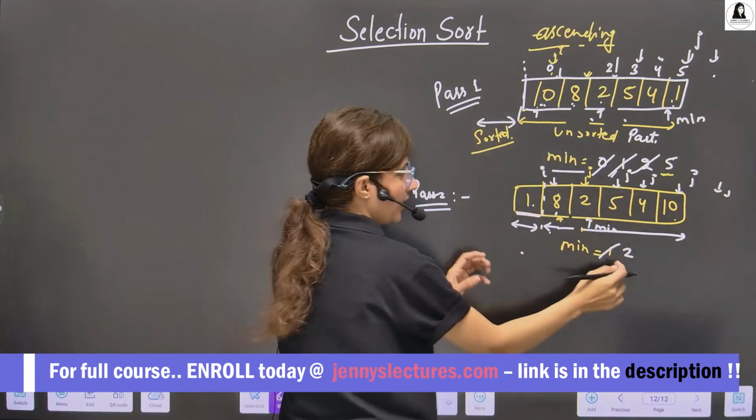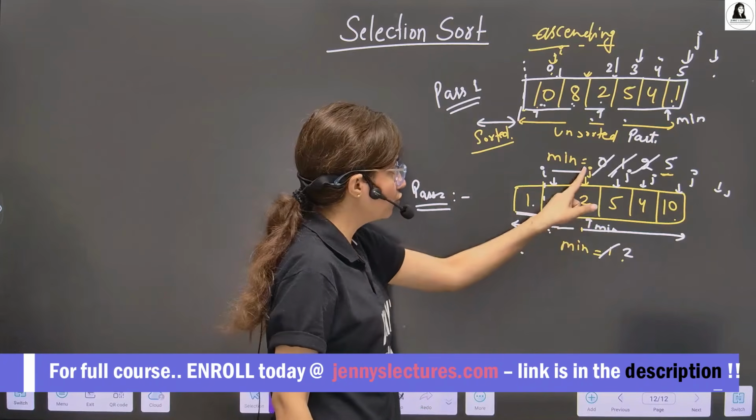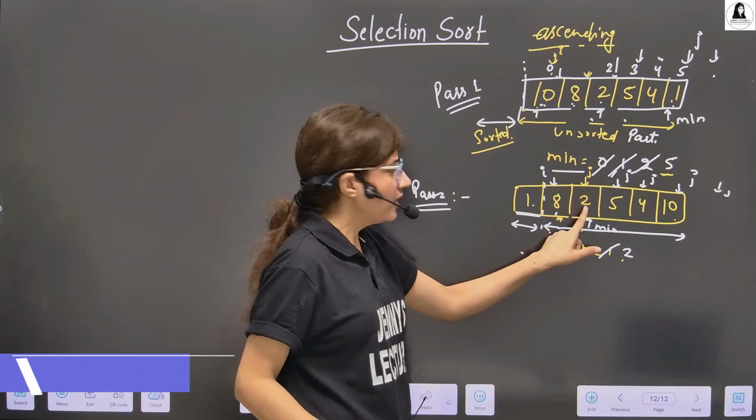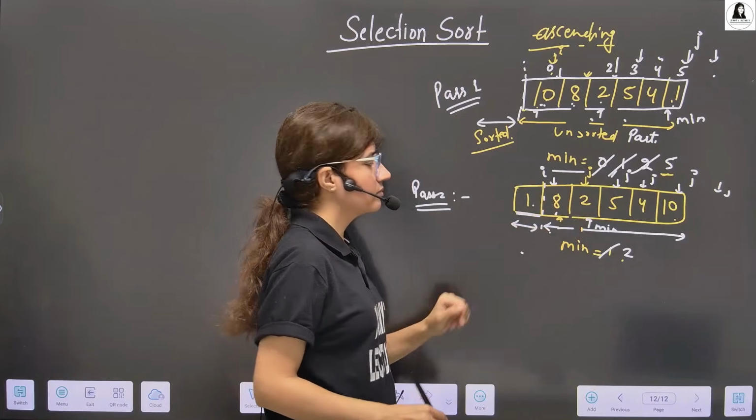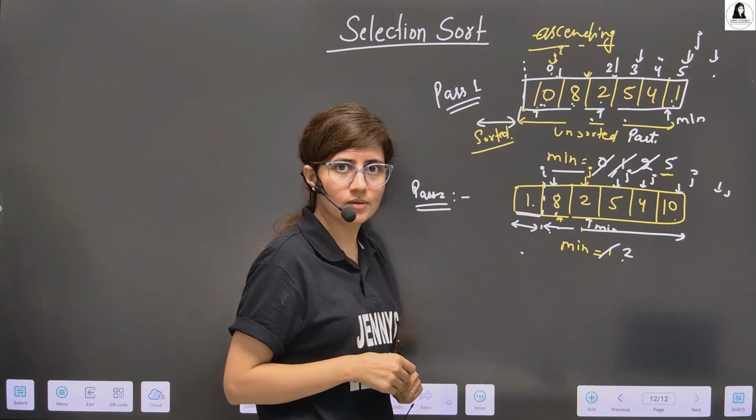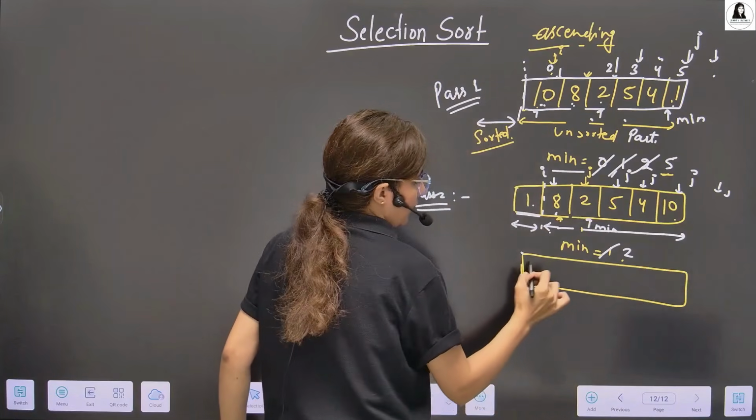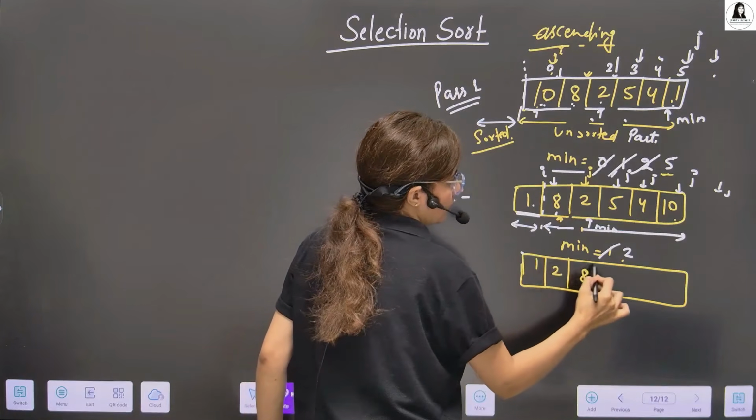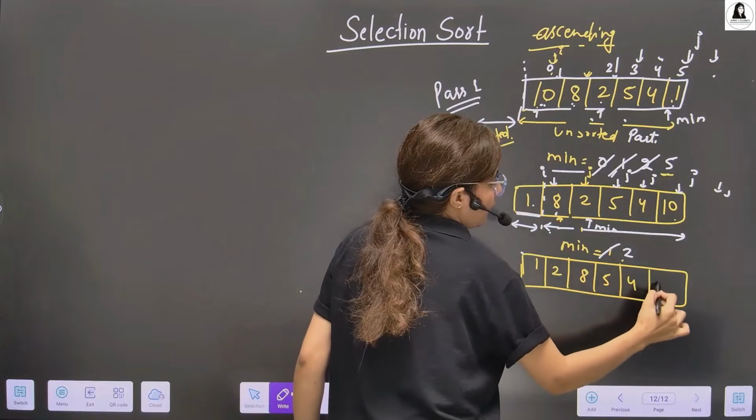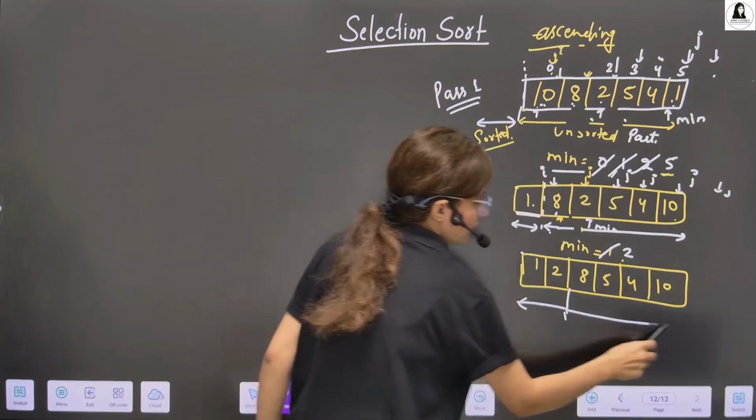Stop. Now min index is 2. So this is the minimum data. At index 2, element is also 2. Now we swap this with 8. We know that i is still pointing to 8. Yes. So we swap this with this. So after swapping, it becomes 1, 2, 8, 5, 4, and 10. Now this is my sorted data and this is unsorted portion.